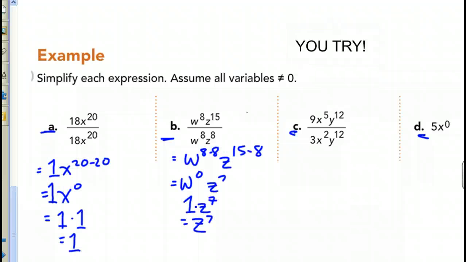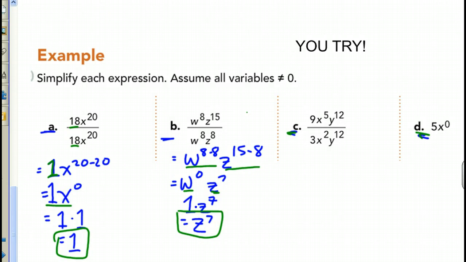So I decided to play after doing A and B, and then I decided I'll do C and D together with you. So A and B, you should have gotten 1 for A, because 18 over 18 is equal to 1. x to the 20th minus 20 is equal to x to the 0, so you get 1 times x to the 0, which is just 1 times 1. Final answer is 1. Now this one here gives you w to the 8 minus 8 times z to the 15 minus 8, w to the 0 times z to the 7th, and eventually you just get z to the 7th.